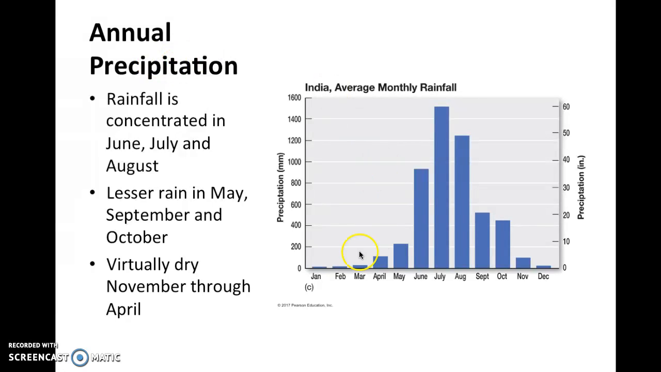Annual precipitation. When you look at the annual precipitation, rainfall is concentrated in June, July, and August. You see the monsoon kind of begins in May and can extend over into October. But May and September, October are dramatically less. This is the height of the monsoon, where it'll rain virtually every day, rain a lot, rain hard. You can see you're getting about 60 inches of precipitation in July alone.